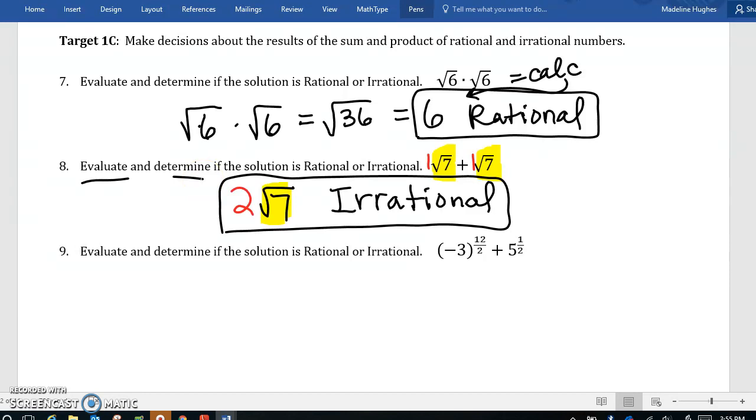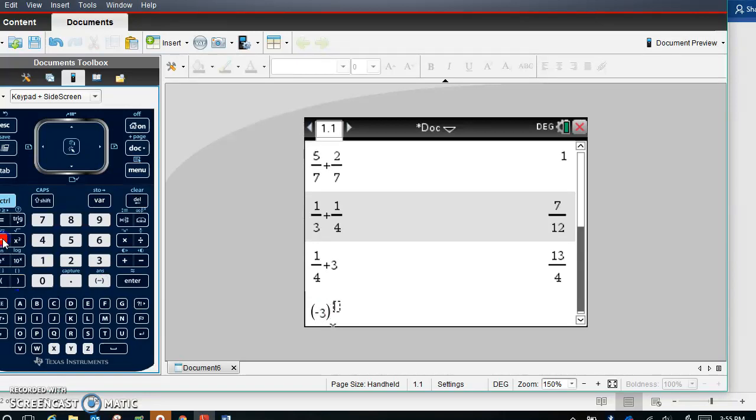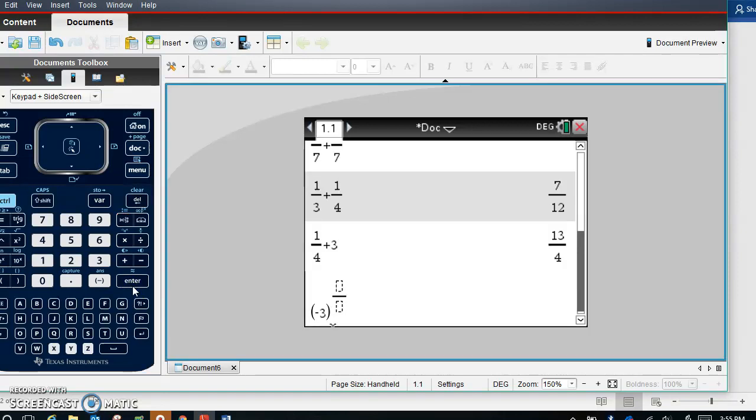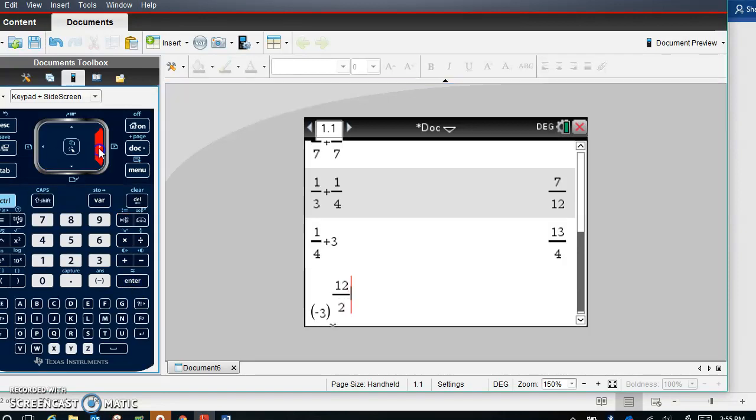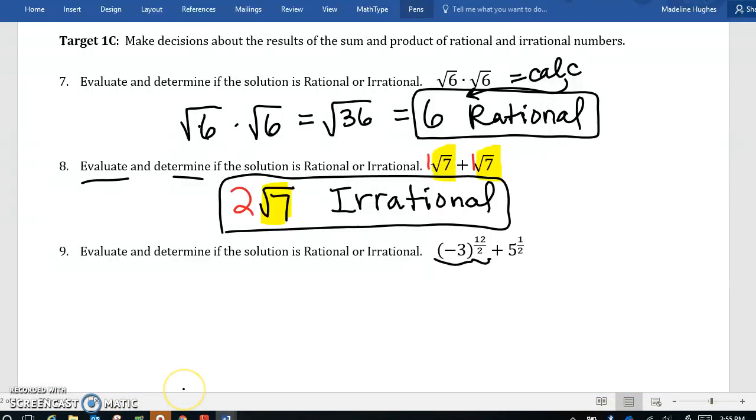Number 9, put each of these in your calculator. I'll show you how to do this first part. Back over to our calculator. We put it exactly how we see it. So parentheses, -3, close parentheses. Put the arrow up to do an exponent. It's a fraction, so do a fraction button, and it's 12 over 2. I always arrow all the way back over to the right. I'm going to hit enter, 729. So this is 729.